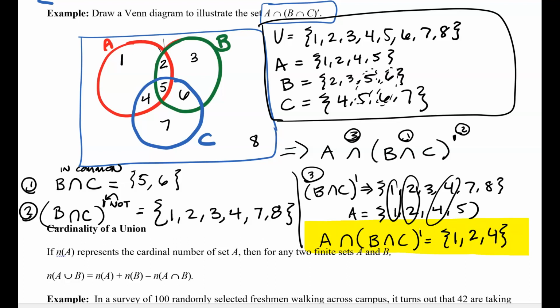Now actually it's my answer, but I have to go one step further and shade the diagram. So I'm going to shade regions 1, 2, and 4. Region 1 is just this part of A, 2 is this part, and then 4 would be this part. All right, so we're done with that one.